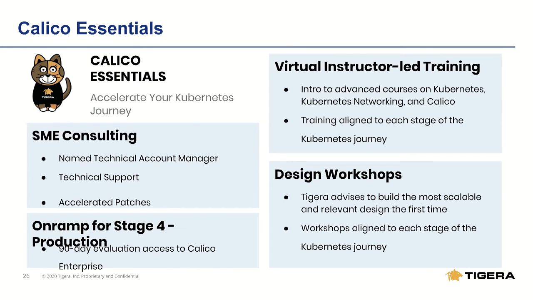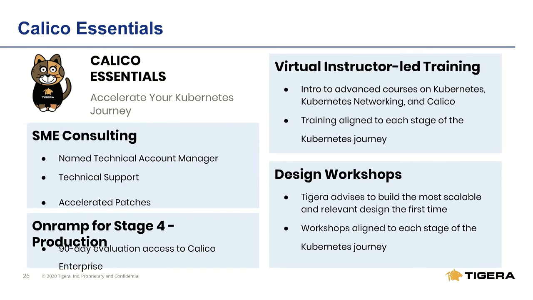What we do is, when you hit stage 4 and you're really going out to production, we have a software product called Calico Enterprise that provides some capabilities and makes it very, very easy for you to work with your security teams and your compliance teams. And we give you an eval to give that a try.